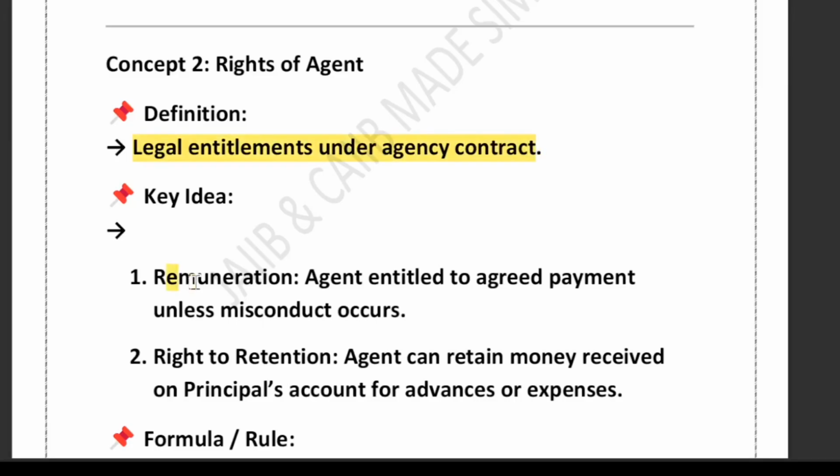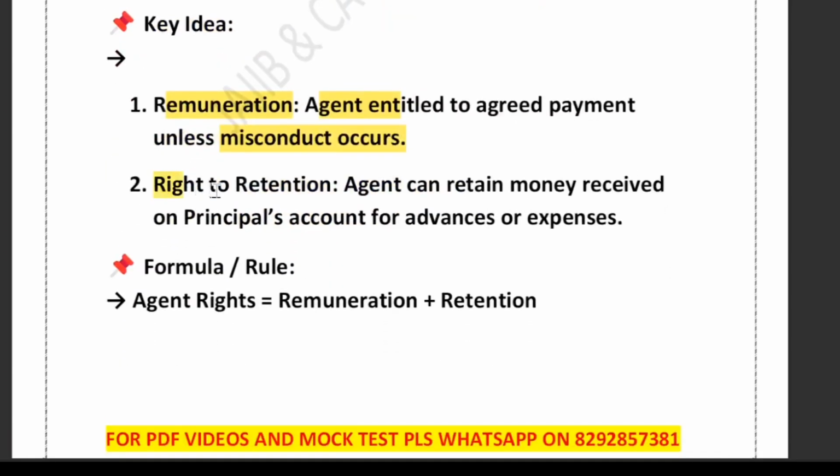So remuneration, what is remuneration? Payment agreed, unless misconduct occurs. Then we have the right to retention, which means the agent can retain money received on the principal's account for advances or expenses. These are two important things.